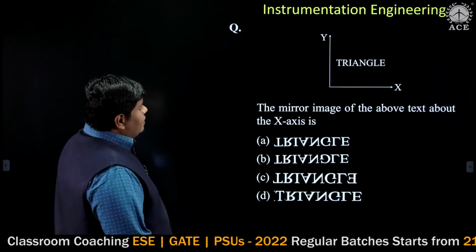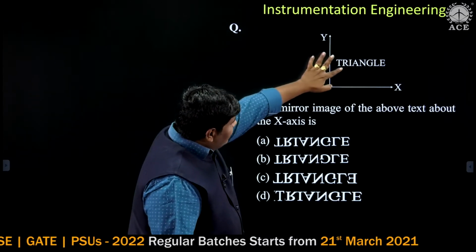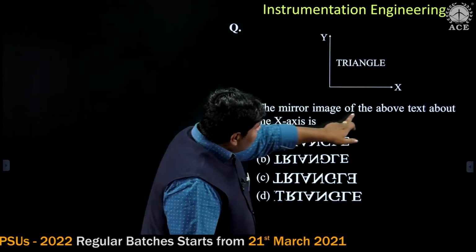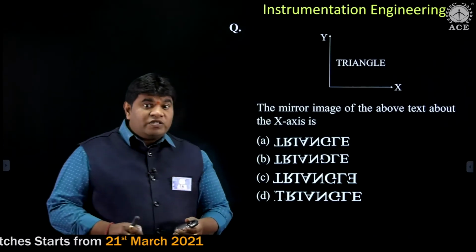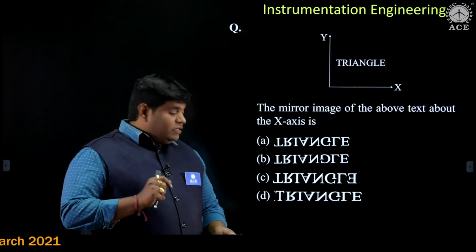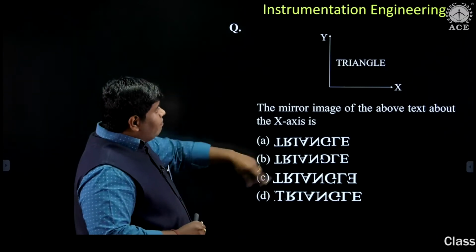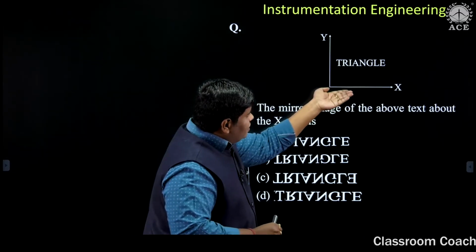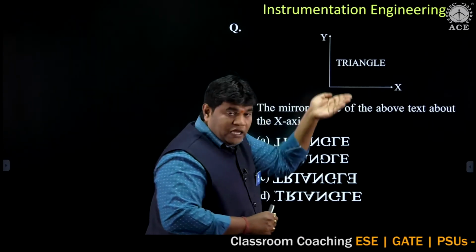This problem, look at the x-axis, y-axis, and the triangle. The mirror image of the above text about the x-axis. About the x-axis means with respect to the x-axis. It is the mirror image concept, but the mirror is at the bottom, say x and y. It works as a water image.